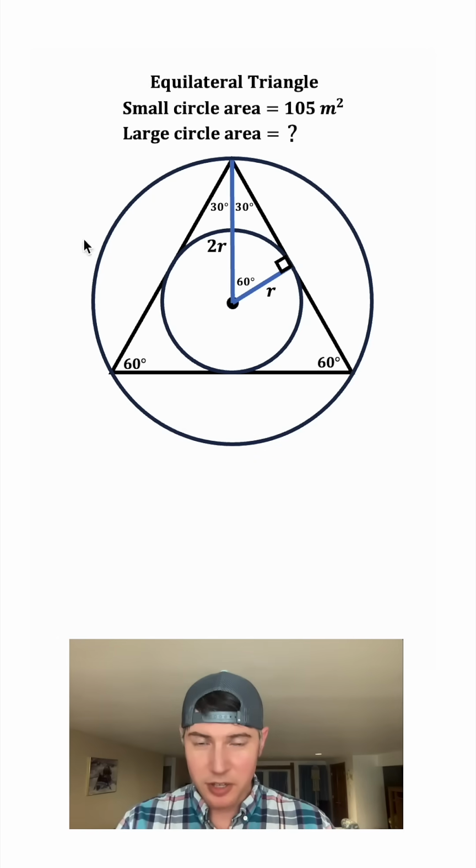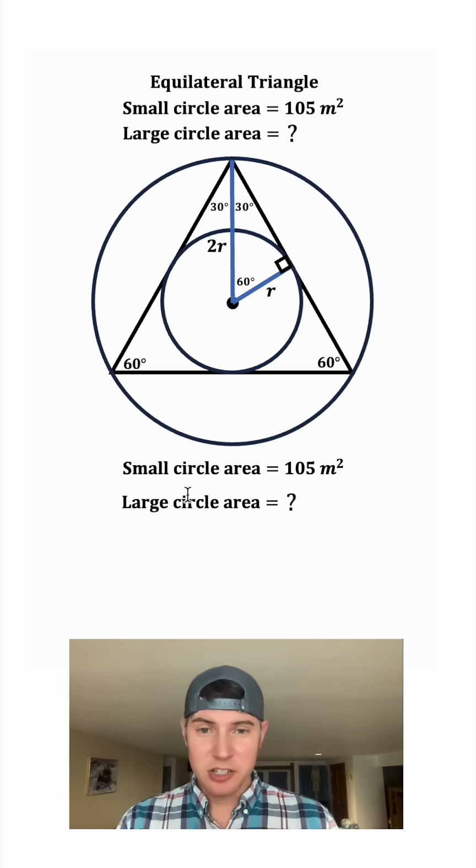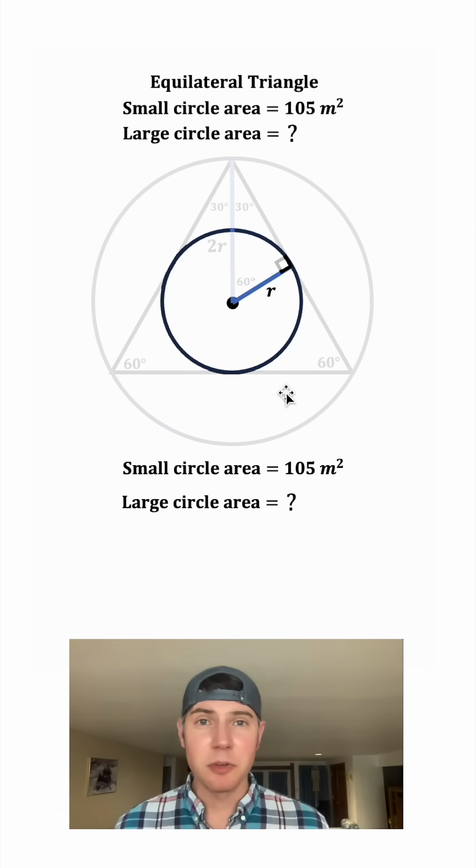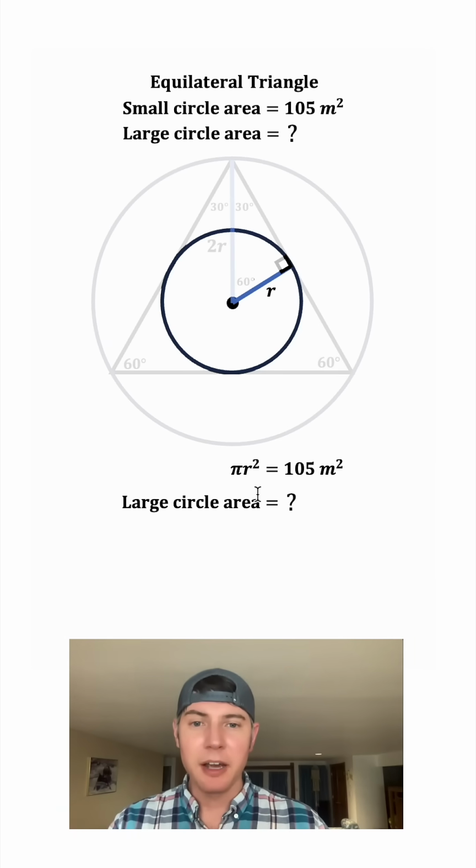Well, let's take these two things and copy them down here. So let's focus on the small circle area. Let's gray out all this stuff. The area of a circle is pi times the radius squared. Well, in this case, it's going to be pi r squared.